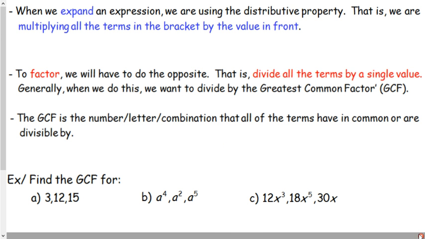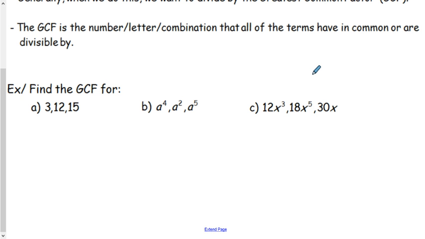So let's actually do some examples to make this a little more clear. Let's find the greatest common factor for some things we've got here. For our regular numbers, 3, 12, and 15, this is something that we're a little more familiar with. So we've got to find something that these are all divisible by. What's the biggest number that all of these numbers are divisible by? Well, they're all divisible evenly by 1. So 1 is a factor. Is it the biggest one? I don't think so. How about 2? Well, 3 and 15 aren't divisible by 2, so 2 is not a factor.